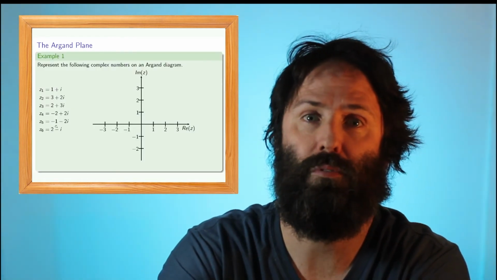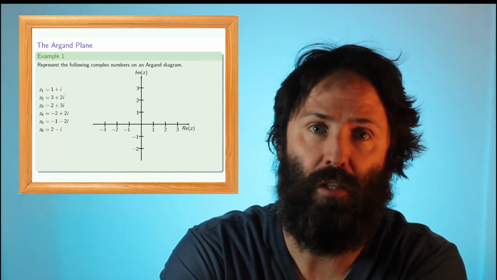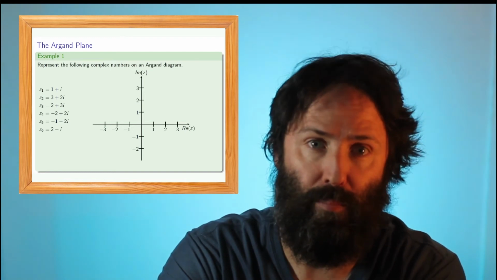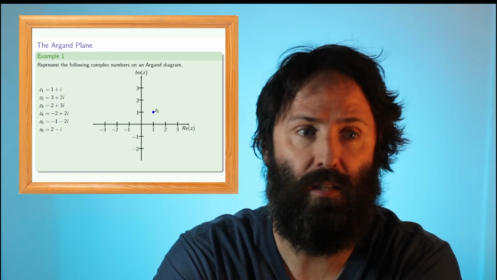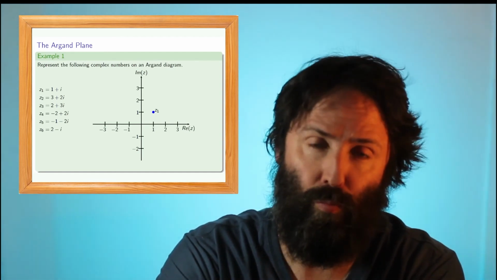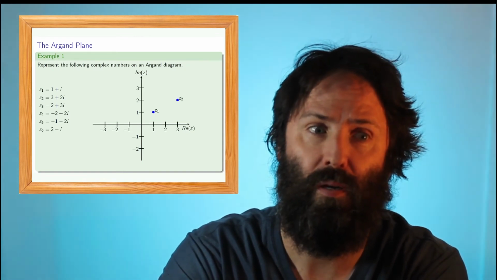So here's some examples. If I talk about the first complex number here, z1, it's 1 plus i. The real part's 1, the imaginary part's 1, so I plot the point (1, 1). Okay, there it is. The second complex number, 3 plus 2i. Real part's 3, imaginary part's 2, so I'd plot the point (3, 2).